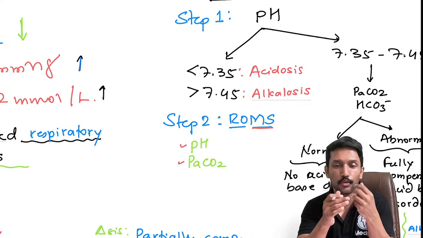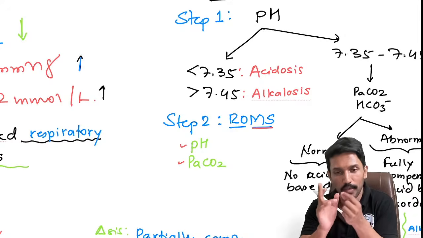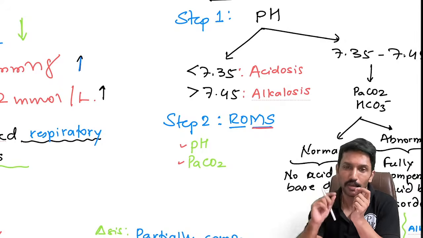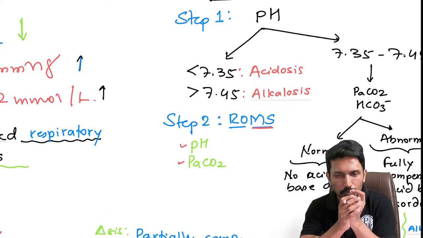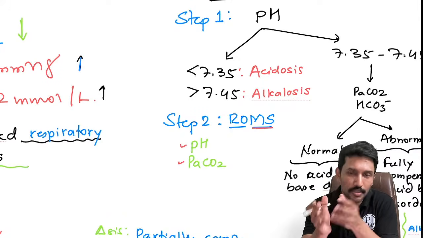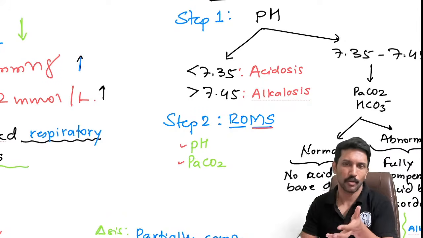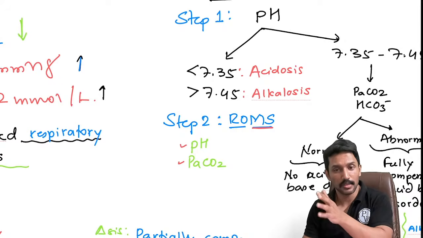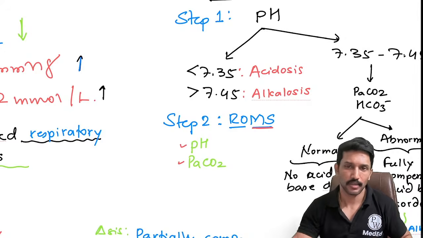If your conclusion is that you have a metabolic disorder, then the primary abnormality is bicarbonate, and the change that you are seeing in the carbon dioxide is the compensatory change. If your decision is that this is a respiratory abnormality, then the primary abnormality is carbon dioxide, and the change that you are seeing in the bicarbonate is the compensatory change.